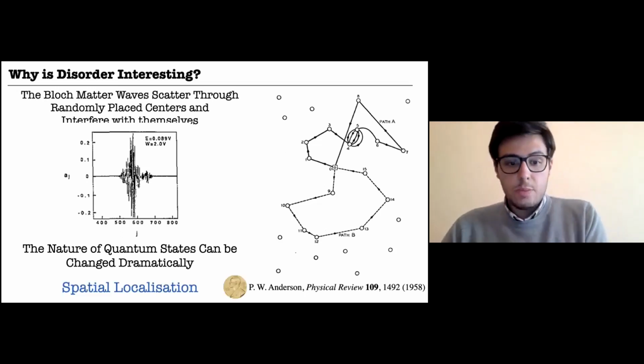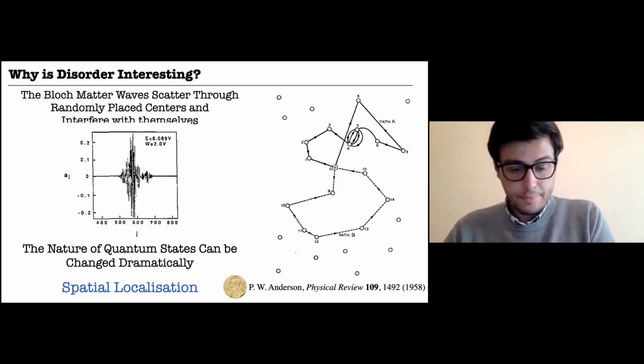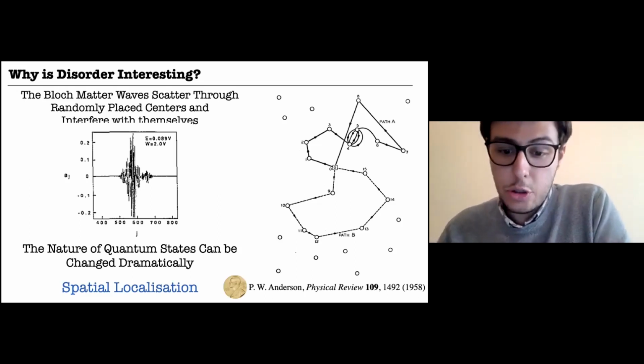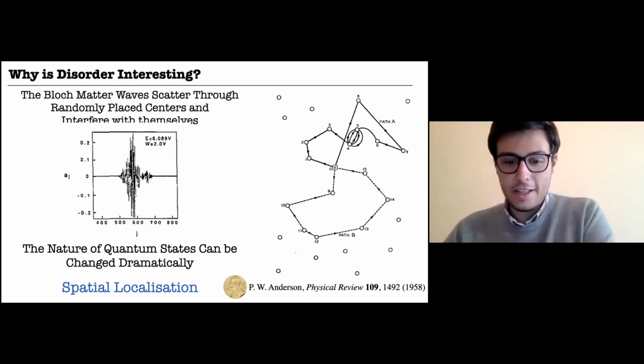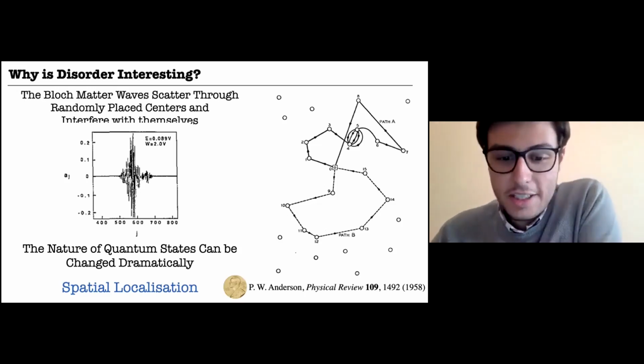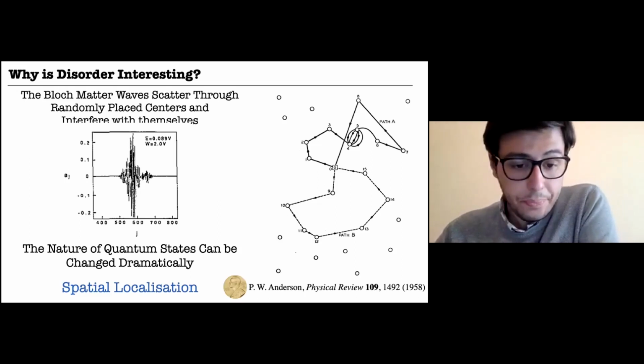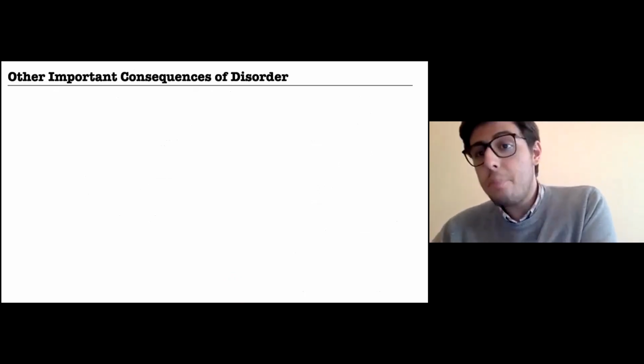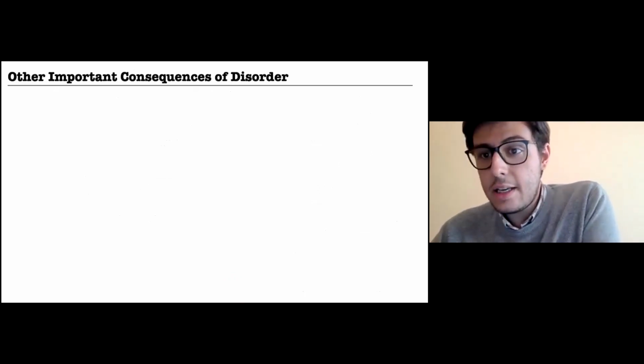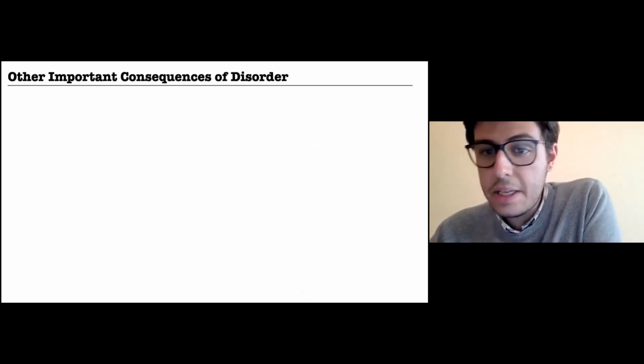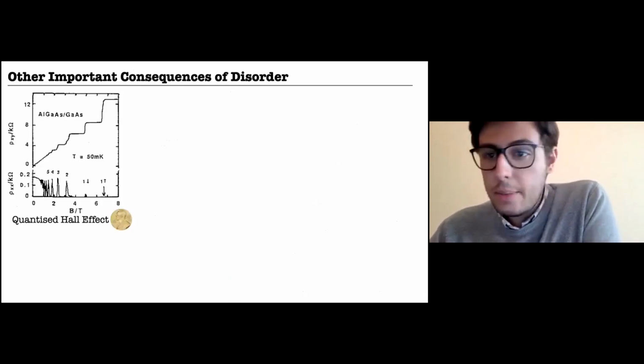This is what we call spatial localization, and it has been known since the 50s, and it actually gave a Nobel Prize to Phil Anderson in the 70s as well. But there are other important consequences of these interference effects in random media, and I give you some examples here.